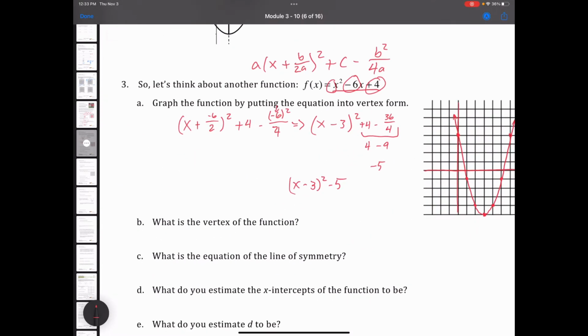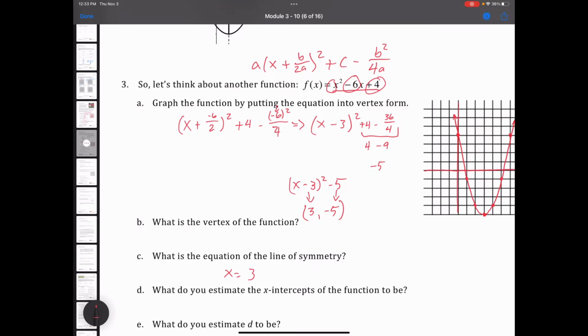And let's answer the following questions. What's the vertex? Well, we found it right here. Remember, we change the sign when we bring it out of parentheses. Keep the sign when we're not in parentheses. So the vertex is (3, -5). What's the equation of the line of symmetry? Well, that's always just going to be the x value of our vertex. So x is equal to 3.